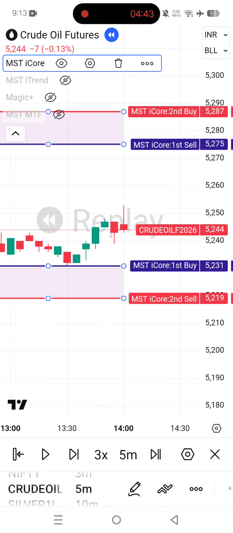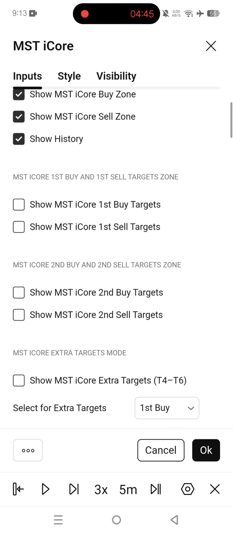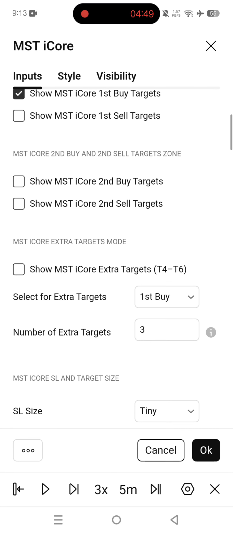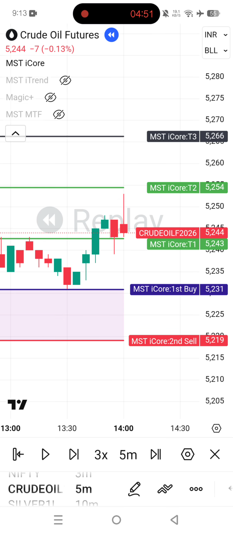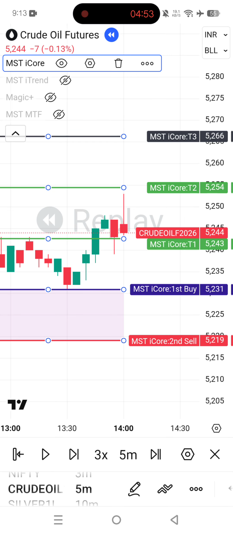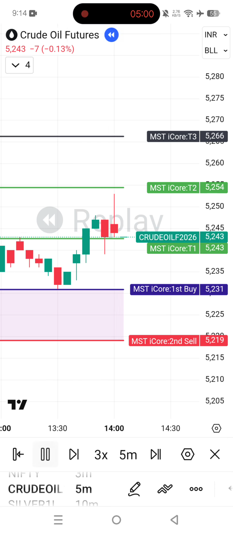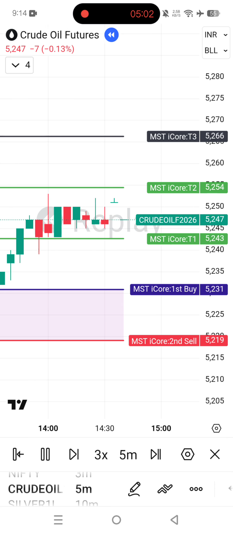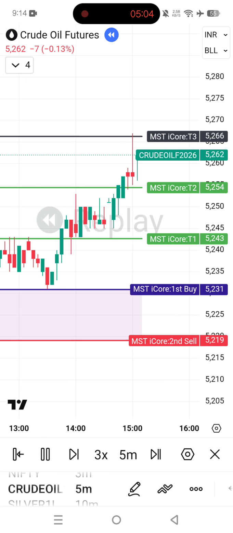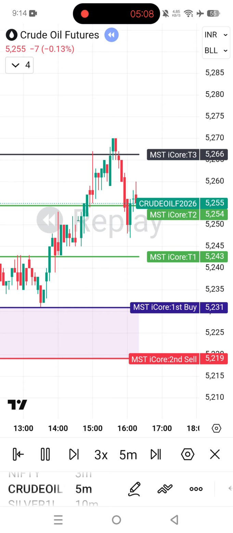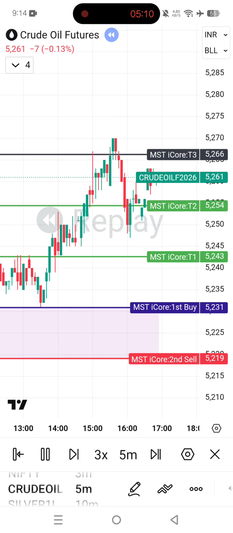Once the buy is activated, what to do? Go to the settings, enable the buy targets and remove the sell zone. That's all, nothing else you have to do. If you want, you can extend the targets. First let us see how many targets it is giving. The first target is hit, the second target also hit, and the third target also hit. Exactly all three targets have been hit.